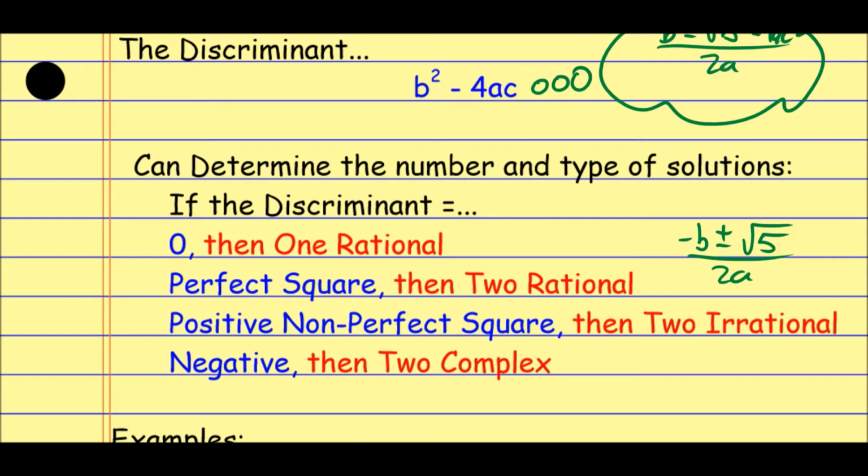And then if I get a negative, if I have a negative under the square root, I get imaginary answers. We call these complex answers because they have a real part and an imaginary part.